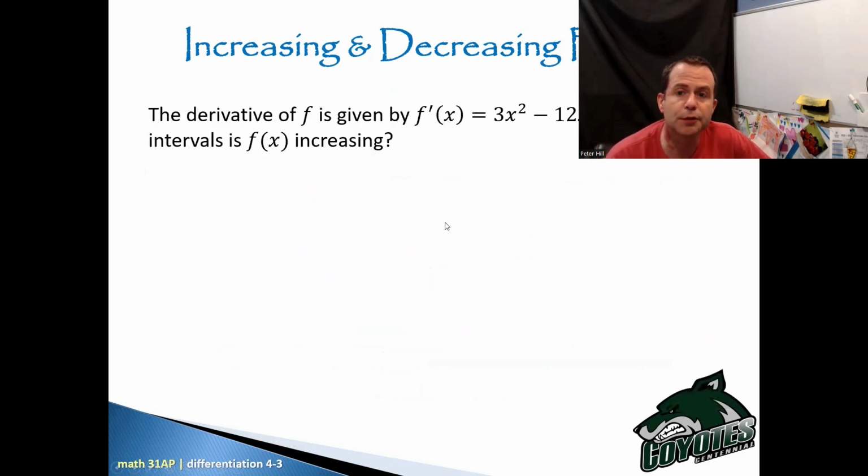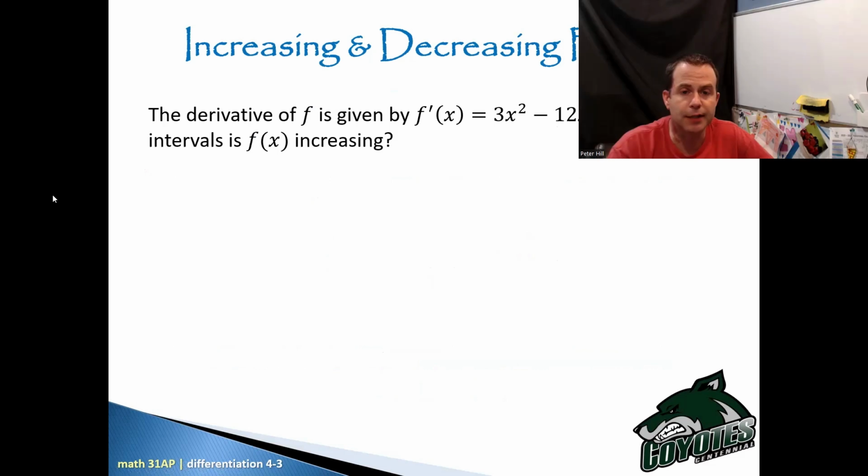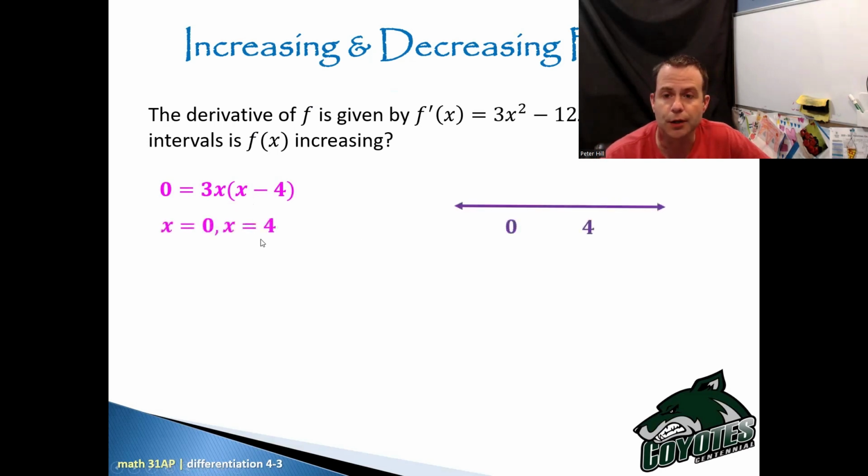All right. The derivative of f is given: f prime of x is 3x squared minus 12x. On what intervals is f of x increasing? Now I'm just going to hide myself for 1 second so you can get the question. Now, take note, I've given you the derivative, so I don't have to take the derivative. It's already given to me. I just have to set that equal to 0 or doesn't exist. This is a polynomial function, so it will exist for all values of x. I'm just looking at when it equals 0 then. I factor the 3x out and I get 0 and 4 as critical numbers. I go right to plotting 0 and 4 on a number line.